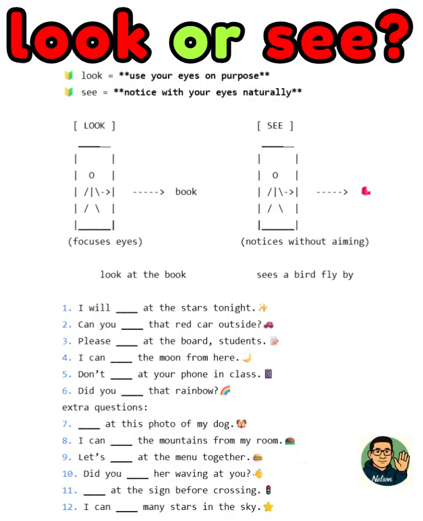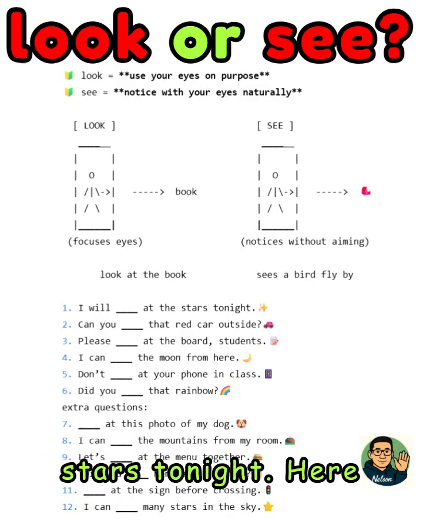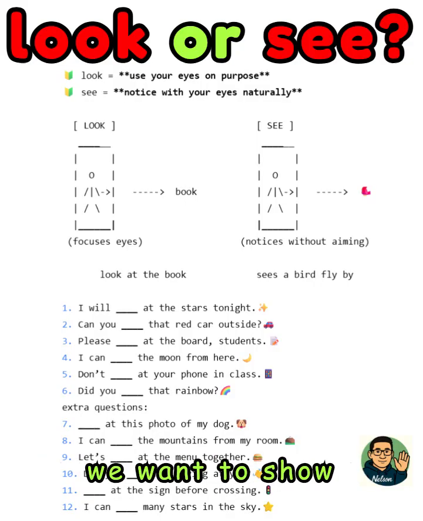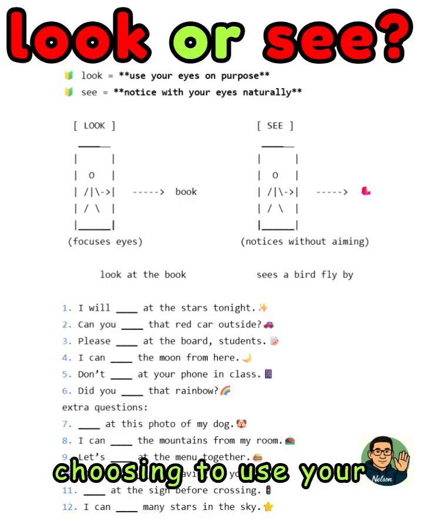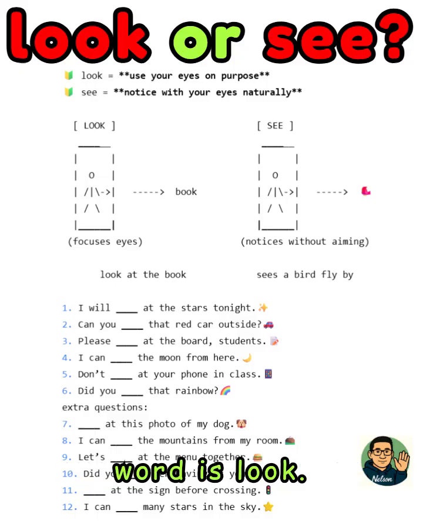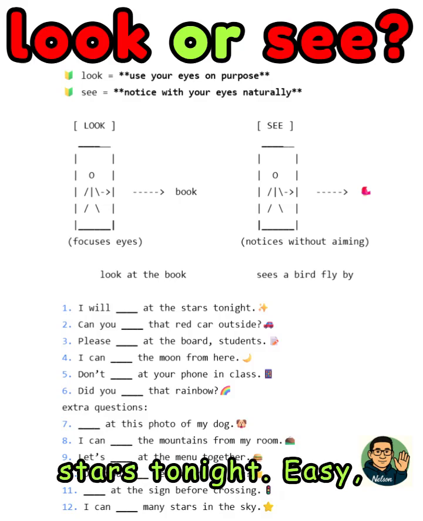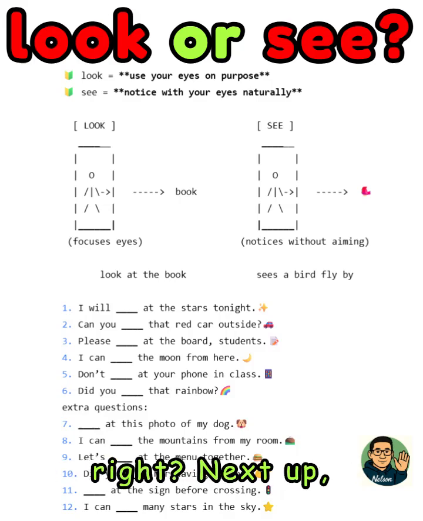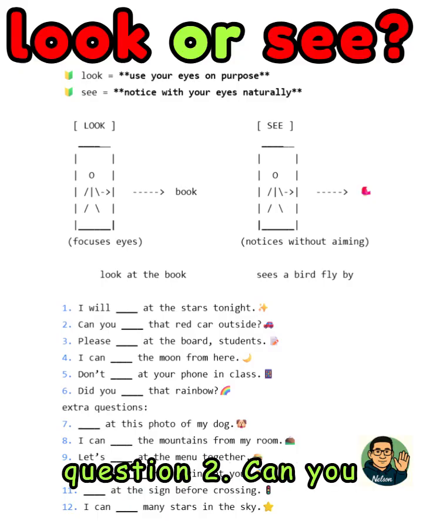Number one, I will blink at the stars tonight. Here we want to show action, like you are choosing to use your eyes. So the better word is look. That makes it I will look at the stars tonight. Easy, right? Next up, question 2.